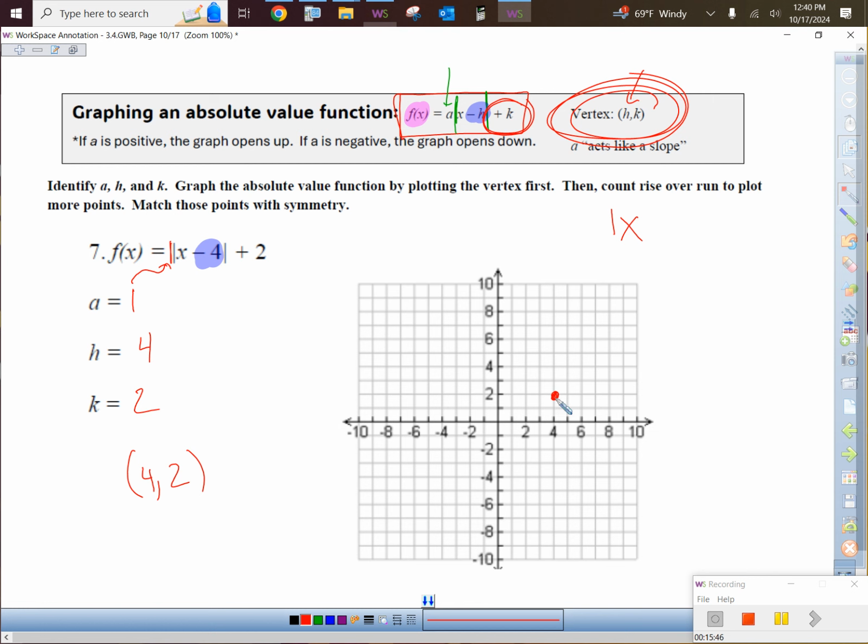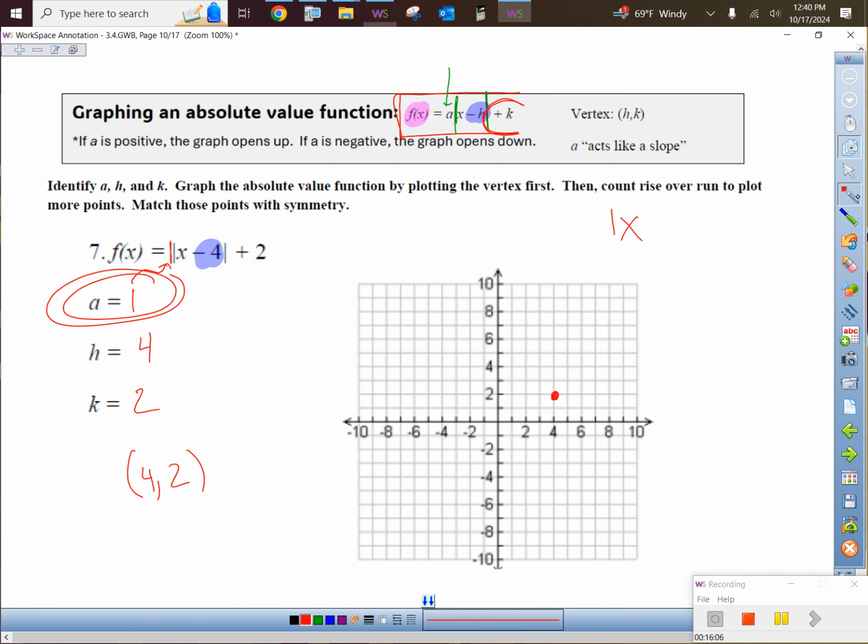Cool? Then on paper, here's the cool thing. This a value is kind of like a slope. It says it right here for you. It's kind of like a slope. So I'm going to start at the vertex, start at this point, and you see how my a value is 1, which as a fraction is like 1 over 1. I'm going to rise 1, run 1. Rise 1, run 1.